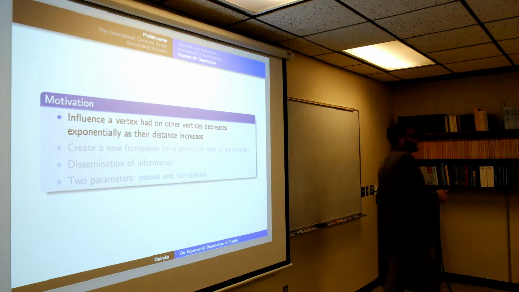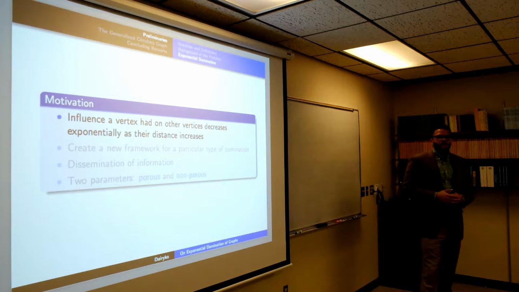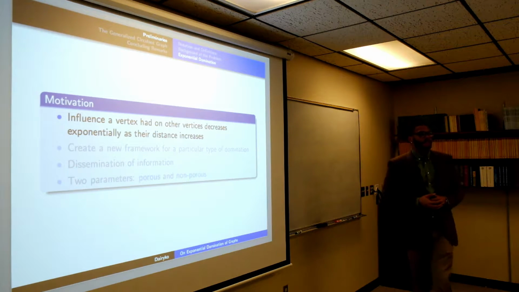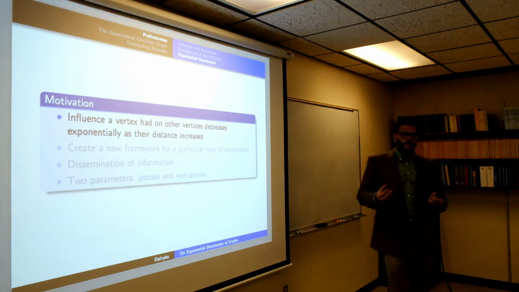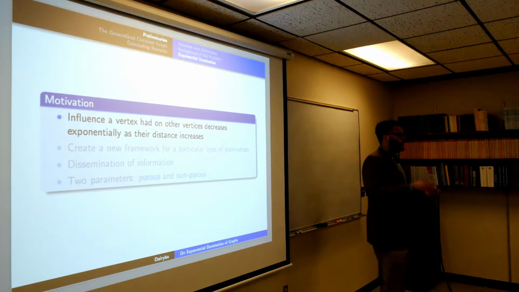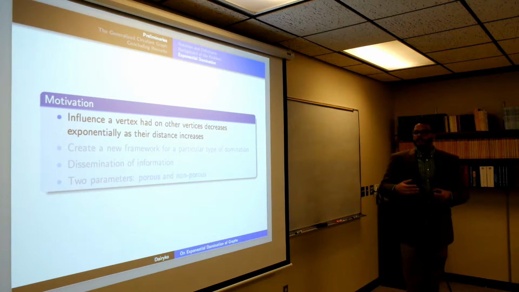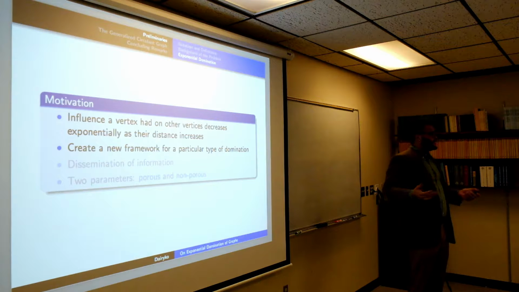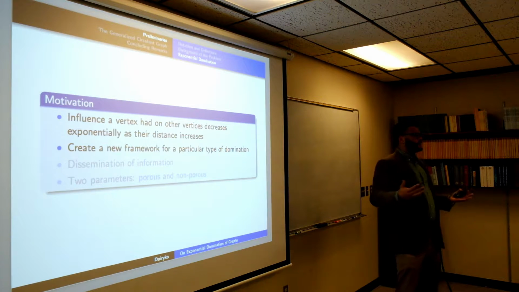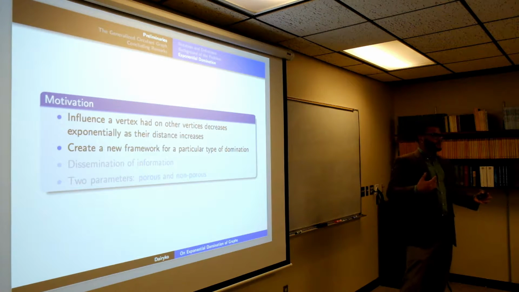So, exponential domination. All right, overview. It was first introduced in 2009 by Dinkelman et al. Essentially, they wanted to model a situation in which the vertex exerted weight in the following way: as the distance increased, the influence or the weight that it sent out decayed exponentially. Okay? There was no such framework at this point, so they decided to create this new framework for this particular type of distance domination.